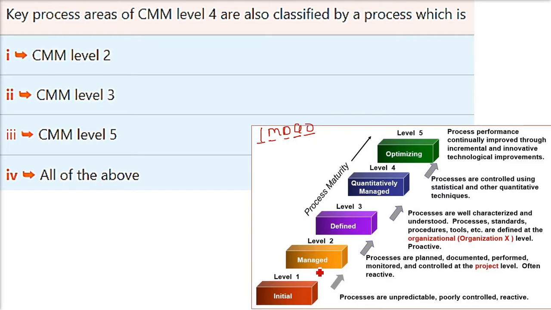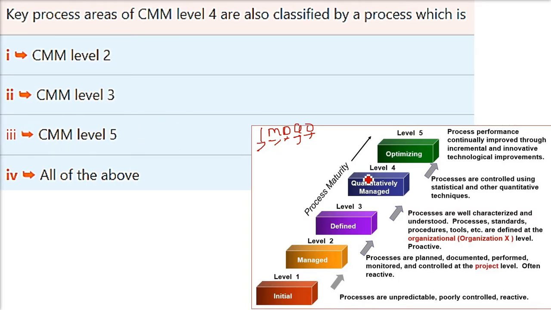So this second level is called managed, and sometimes people say it is repeatable. It is just said IRDMO, that is initial, repeatable, defined, managed and optimized. Okay, so now you see here the question is: key process areas, these are functions of CMM level 4, also classified by process switches.